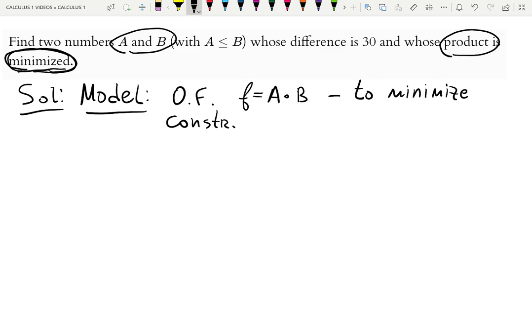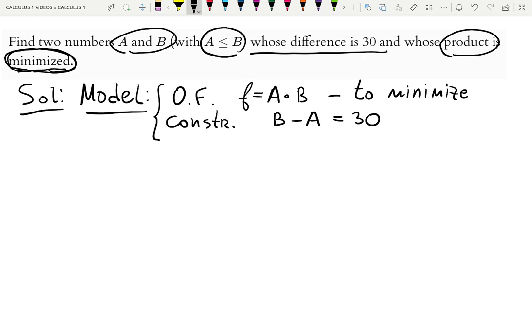Now, the restrictions are that the difference should be 30. Thus, I will write this down. A minus b is 30 or b minus a is 30. Well, that's why they gave us this little note, that b should be greater than or equal to a, and that difference should be equal to 30. That means a and b are not the same anymore, since 30 is not 0. And this is the model.